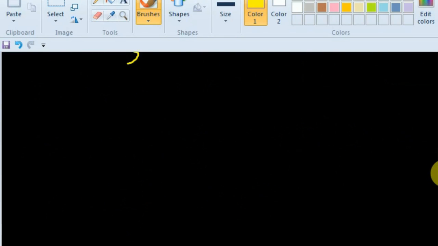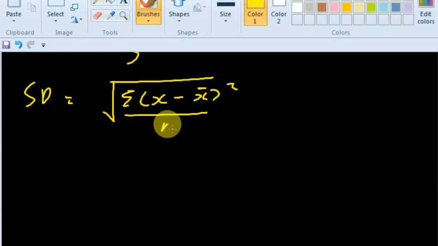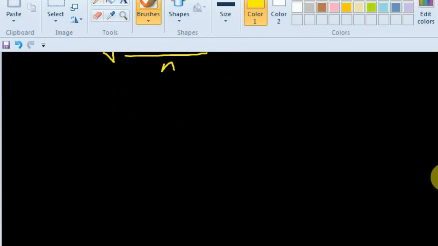And for this standard deviation, we are going to use the first formula that we wrote: the square root of the summation of x minus the mean, squared, divided by n. And from this we can just write down a small box.